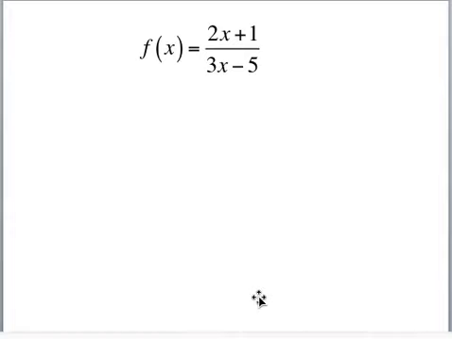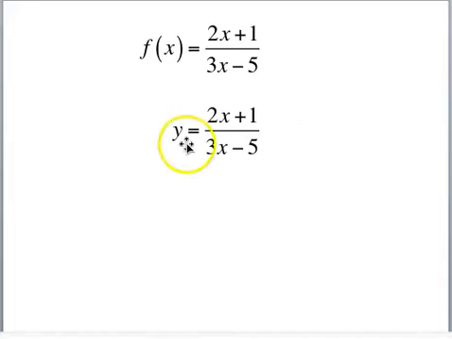is f of x equals (2x plus 1) over (3x minus 5). The algebra here gets a little tricky, so we've got to be extra careful. First step, as always, is to rewrite f of x as y. So we'll say y equals (2x plus 1) over (3x minus 5). For an inverse function, x becomes y and y becomes x. So this will be x equals (2y plus 1) over (3y minus 5).